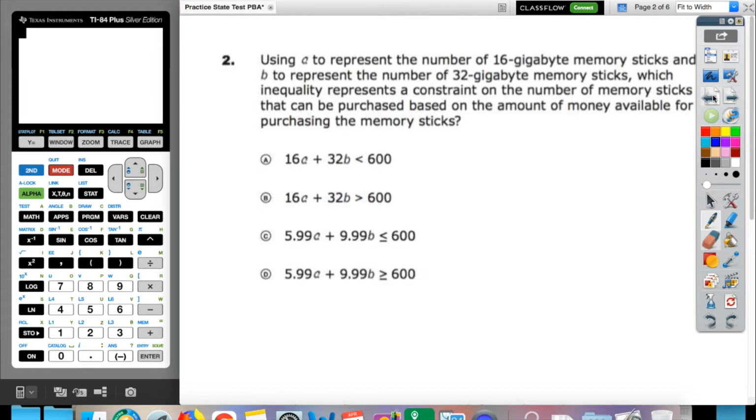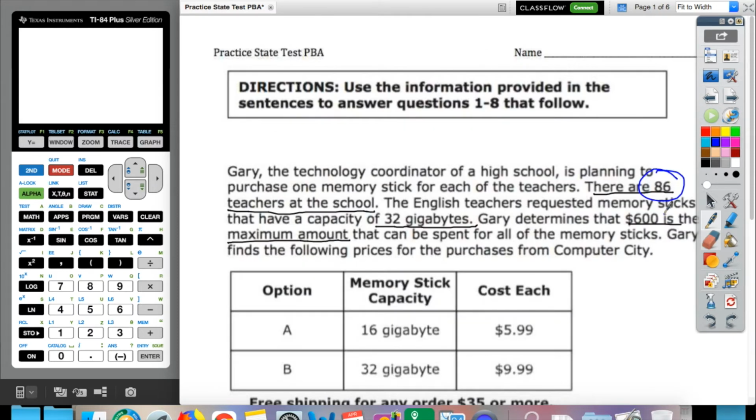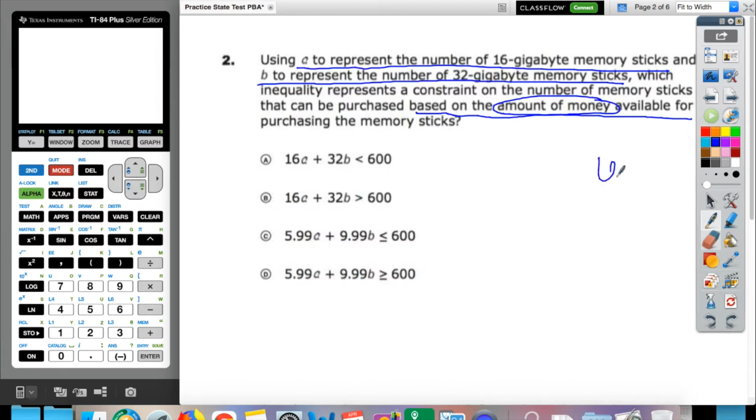Okay, number 2, use an A to represent the 16 gigabyte memory sticks and B to represent the 32 gigabyte memory sticks. Which inequality represents the constraint on the number of memory sticks that can be purchased based on the amount of money available for purchasing the memory sticks? So this one's an inequality based on the money. How much money did he have? He said 600 is his maximum amount. That is it. He can't spend more than 600. So what inequality would that be?